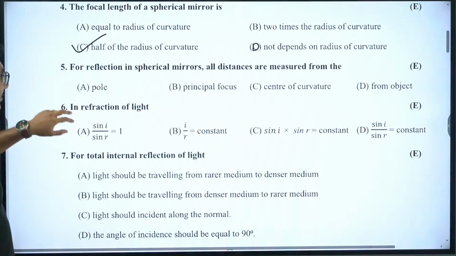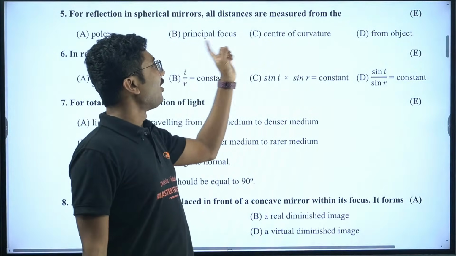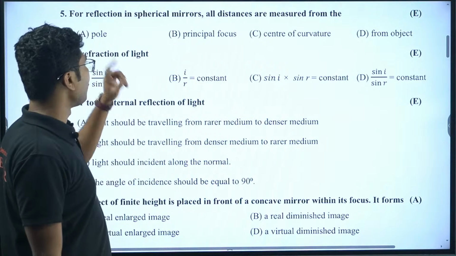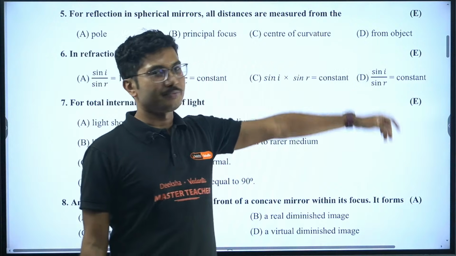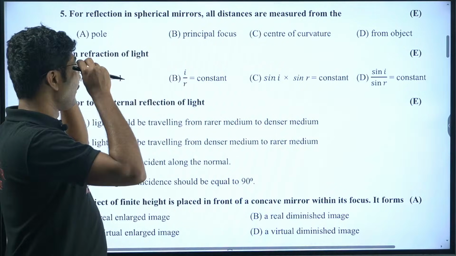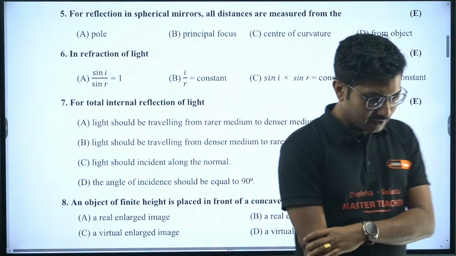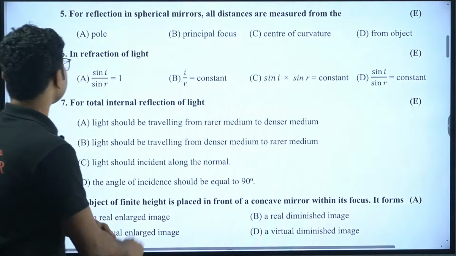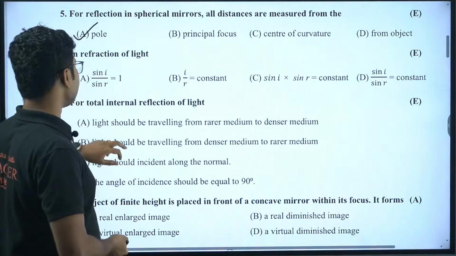Now for reflection in spherical mirrors, all distances are measured from the dash: pole, principal focus, center of curvature, or object? Let's see. For reflection of spherical mirror, all the distances are measured from the pole, as Nagaraj and Tanmay Shetty say. Yes, pole is the point from where we measure the distances.